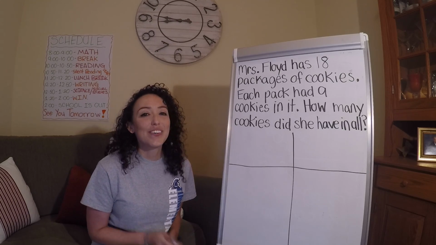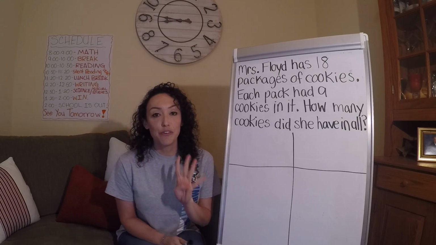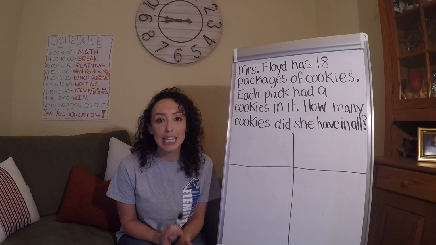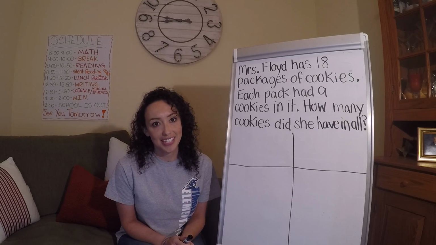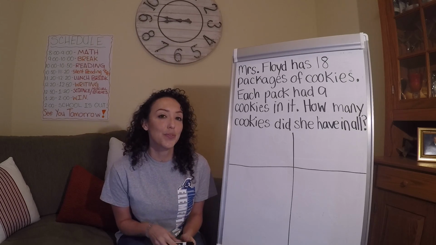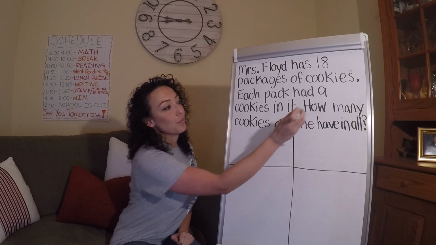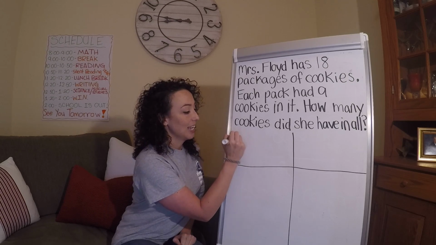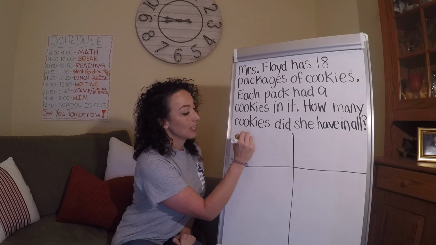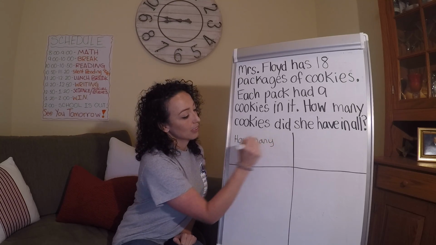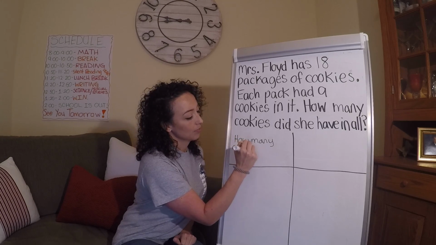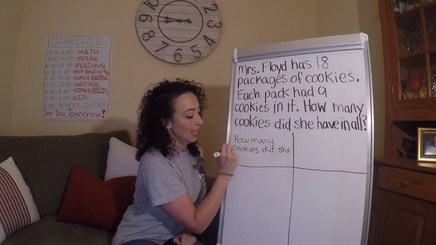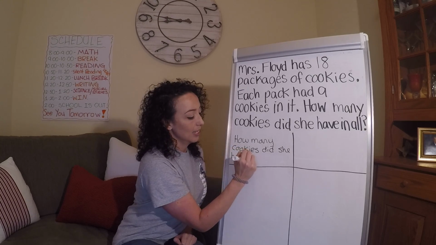Okay, so remember, in our class we do 4 steps in our math word problems, and that's our way of making sure that we fully understand what the question is asking us. First step is to restate the question. So you see it here. So in this box you should have written how many cookies did she have in all?